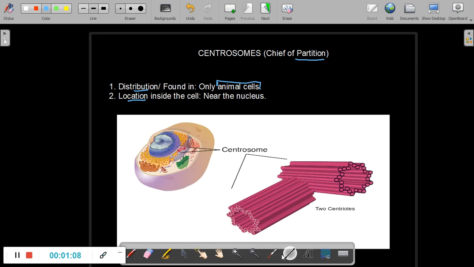So what do centrosomes look like? These are both big pipe-like structures. You see, they are hollow in the center, but they are made up of straw-like structures. So both of them together make up the organelle called the centrosome. And each of these big tubular structures, this one and this one, are called centrioles. So this is the first centriole and this is the second centriole, or you can call this the first, the second, doesn't matter. So there are two centrioles that make up the centrosome.